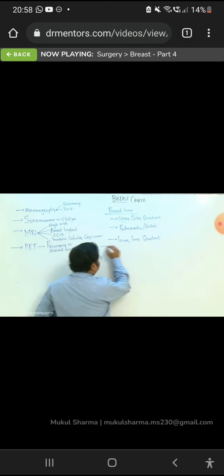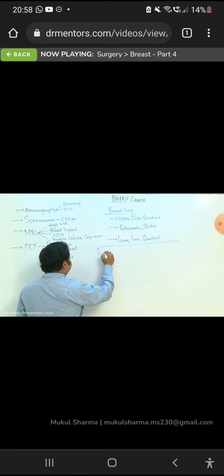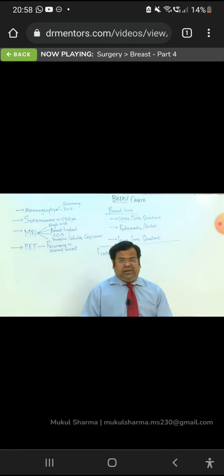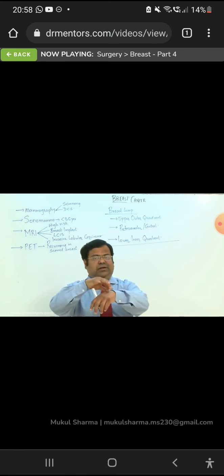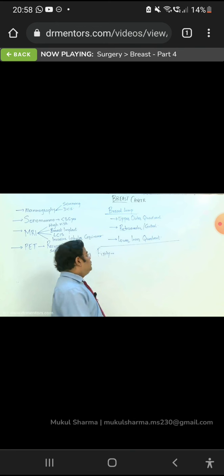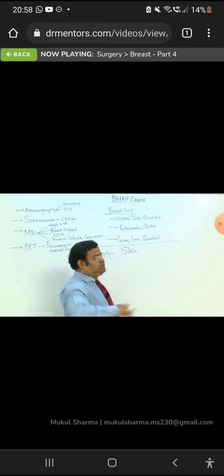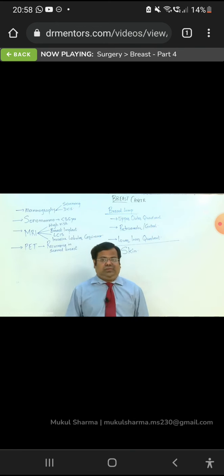Okay. So physical findings. One is fixity. What do we mean by fixity? There is a breast lump. If you try to pinch the skin above it, you will not be able to do that. That is known as fixity, and that is because of the involvement of the skin. So cancer cells infiltrate the skin, and hence the cancer becomes fixed to the skin. This is known as fixity.